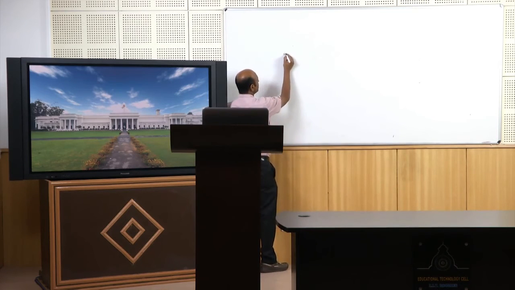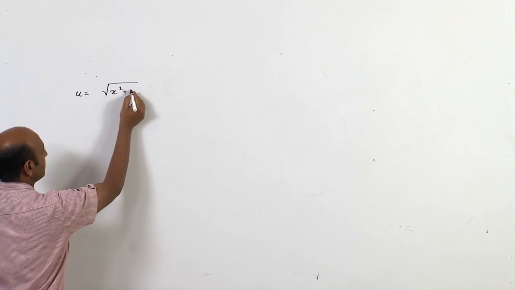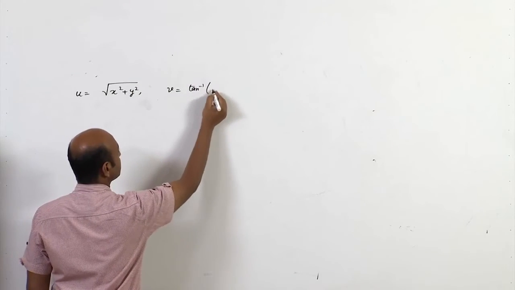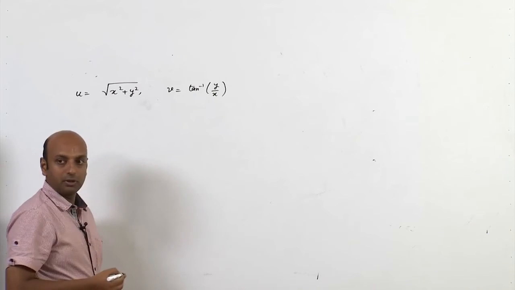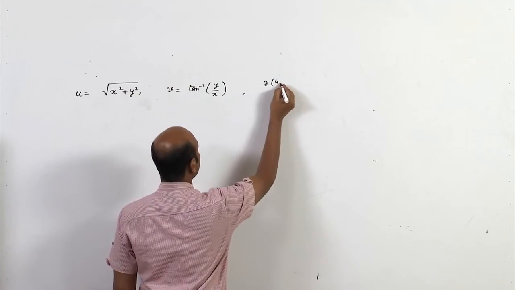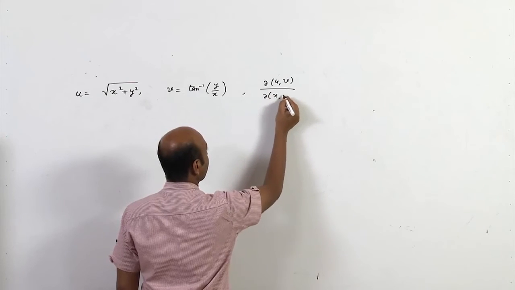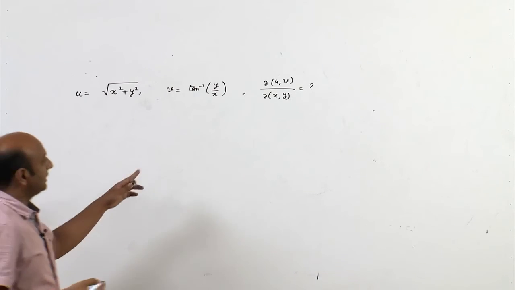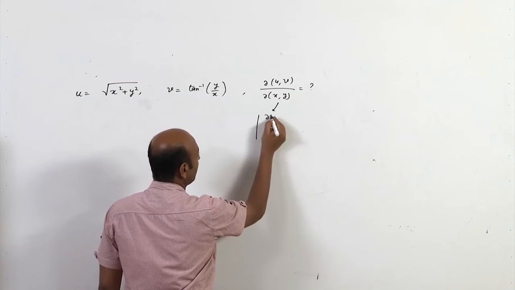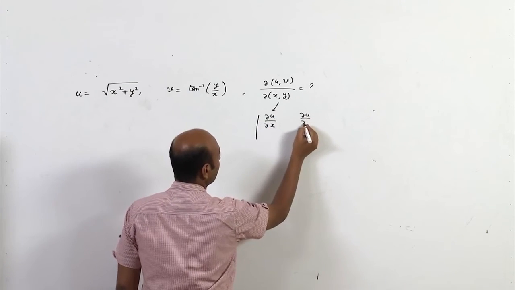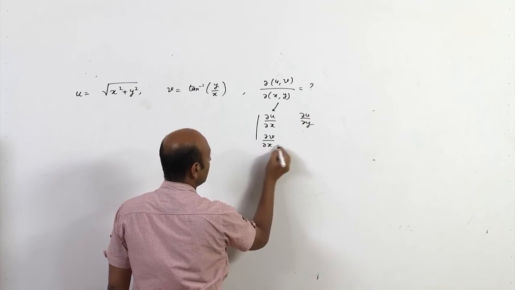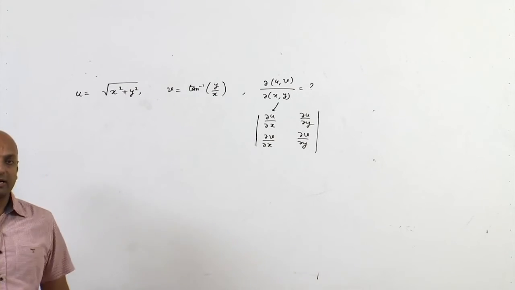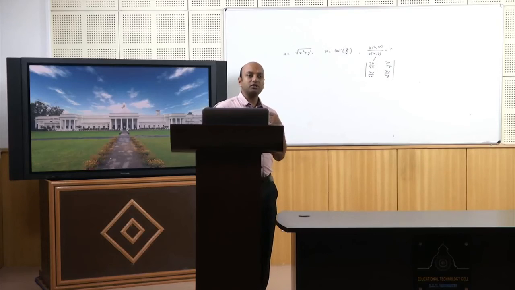Now, let us try to solve the next problem. The next problem is u is under root x square plus y square and v is tan inverse y by x, and you have to compute del of uv upon del of xy. This is nothing but the determinant of del u by del x, del u by del y, del v by del x and del v by del y. This we can compute directly also, but we can compute this using chain rule also.